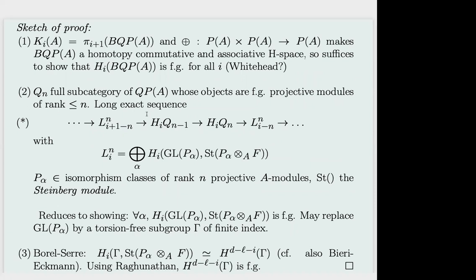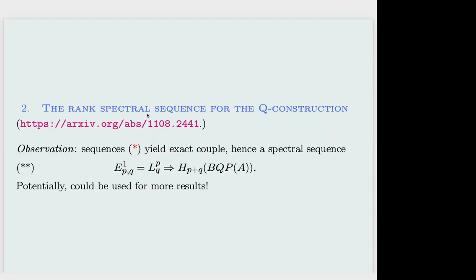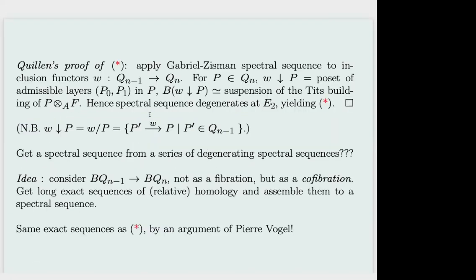So it's not very nice, because I get an exact couple; I get a spectral sequence by piling up degenerating spectral sequences. Can we understand this a little better? For that, the next idea is to think of the map from BQ_{n-1} to BQ_n not as a fibration, which is what Quillen does in effect, but as a cofibration, and then you get naturally long exact sequences of relative homology, and you get very naturally a spectral sequence, and it's easier to study.